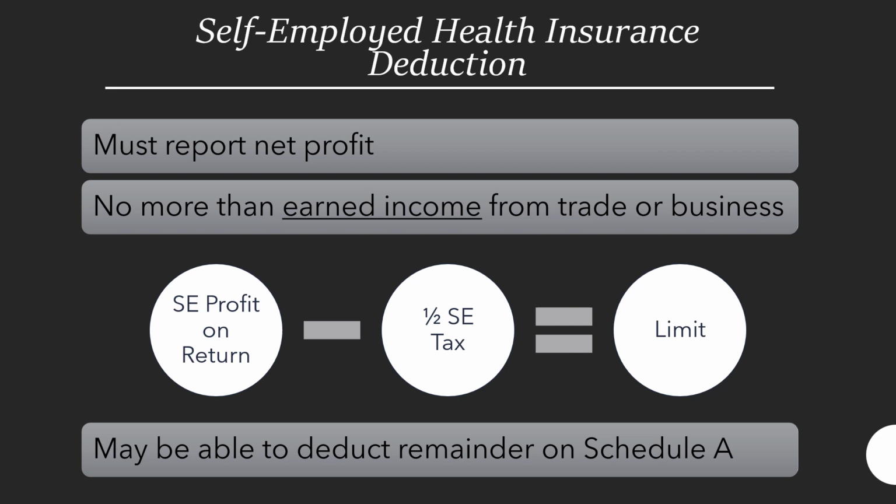Now, if they can't take the full amount as a self-employed health insurance deduction, it may be possible that they could deduct the remainder on Schedule A as an itemized deduction. And in a later lesson, we'll learn a little bit more about Schedule A and itemized deductions.